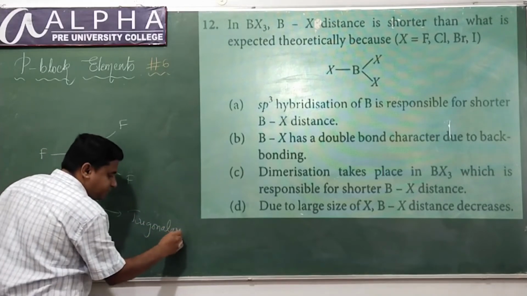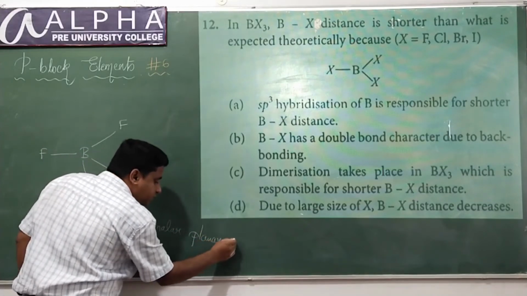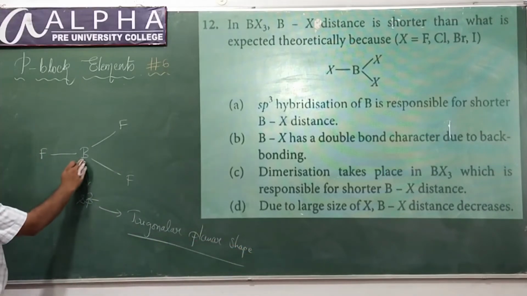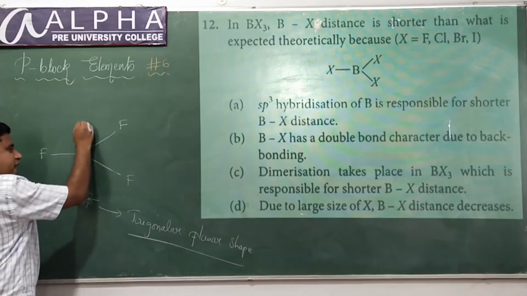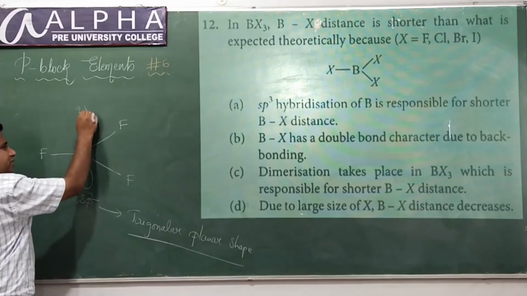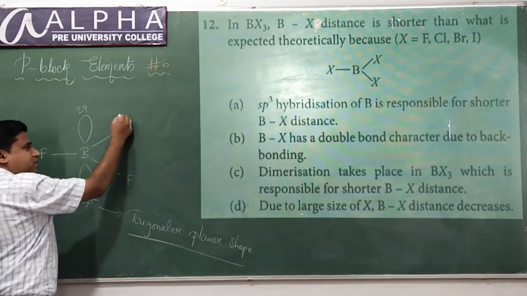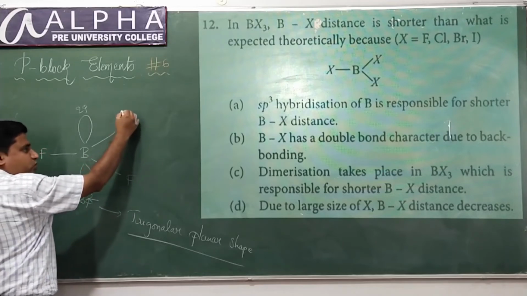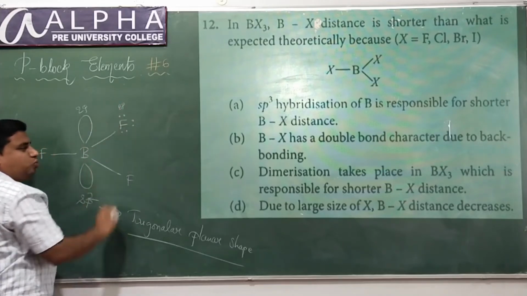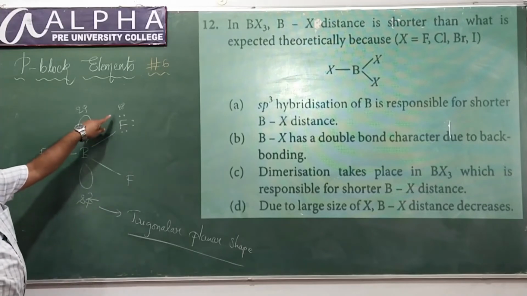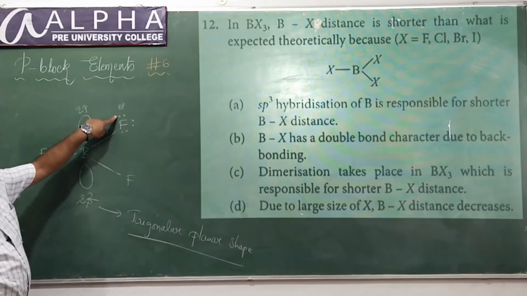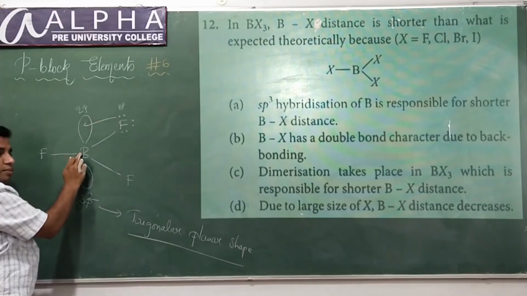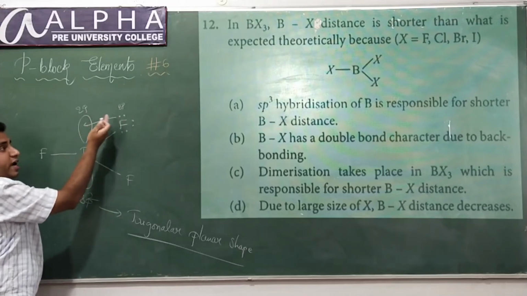It is trigonal planar shape, isn't it? Correct? Okay. Boron will have what? A vacant 2p orbital. Fluorine has a lone pair of electrons in its 2p orbital. We know fluorine will donate its lone pair of electrons from its 2p orbital to the vacant 2p orbital of boron. As a result, there is a coordinate bond formation.